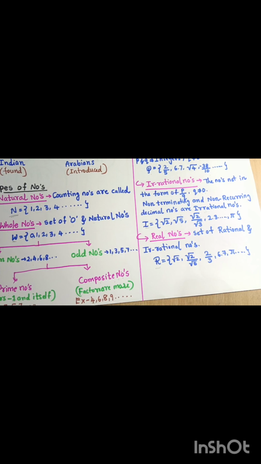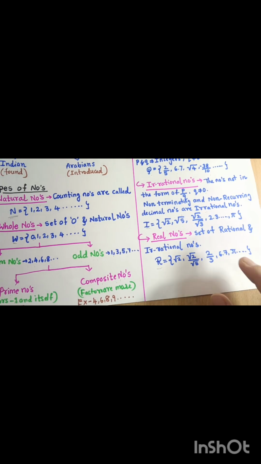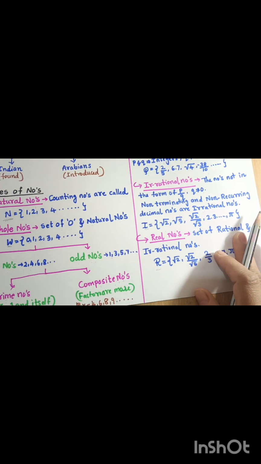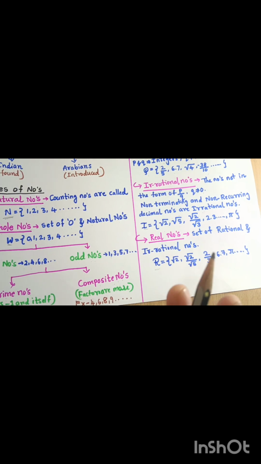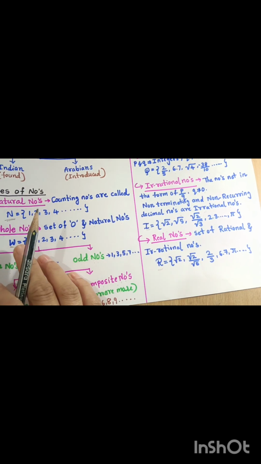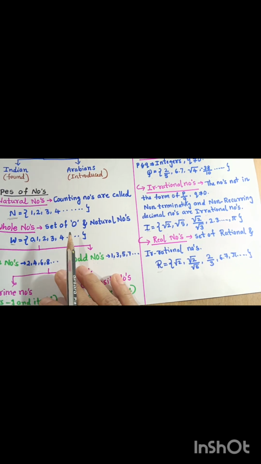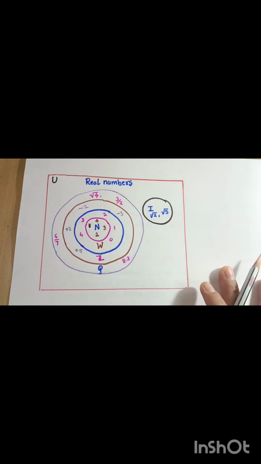These are the main types of numbers. Now see what is the relationship between these numbers. I'll show you one figure here, and you will come to know the relationship between these. So see here.